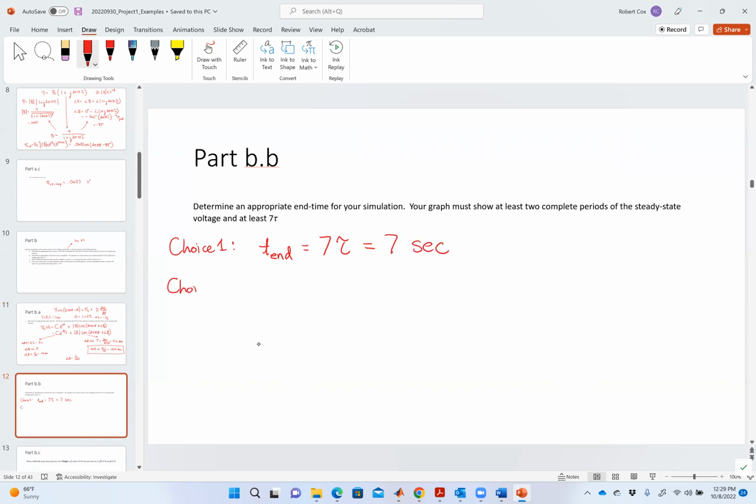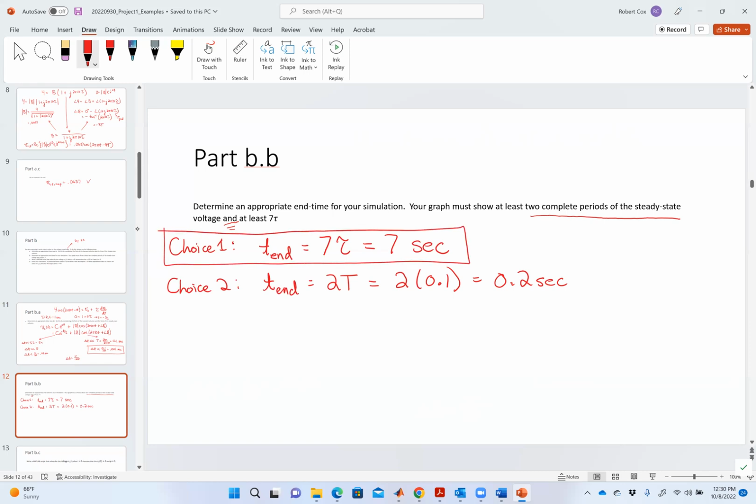Or we have choice number 2, which is that T end could be, as an alternative, 2 periods. I want to be able to show at least 2 complete periods of the steady state voltage, and this is the key thing, and at least 7 tau on the transient response. So 2 times 0.1 seconds comes to 0.2 seconds. If I want to see both at least 2 periods and 7 tau, that tells me choice 1 is the one that will ensure that I see both. Sometimes it's going to be different depending on the problem.